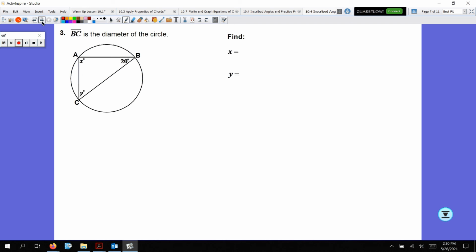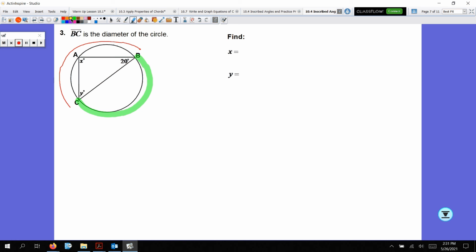All right, we got a couple more to get through here. So it tells us that BC is the diameter. What does a diameter do? It makes a semicircle. So I know that this whole area out here is 180, okay? This whole thing is 180. I also know, if I go the other way, that this whole thing is 180 as well.